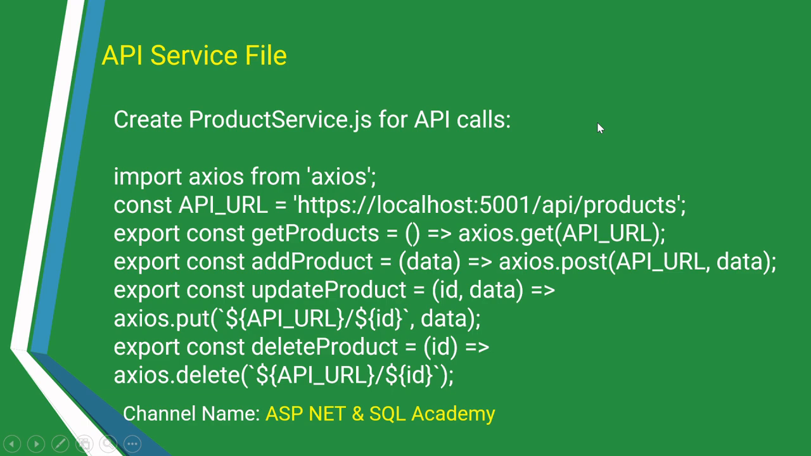Centralize all API calls in a service file. This makes your front-end code cleaner and easier to maintain. All CRUD operations are defined here.